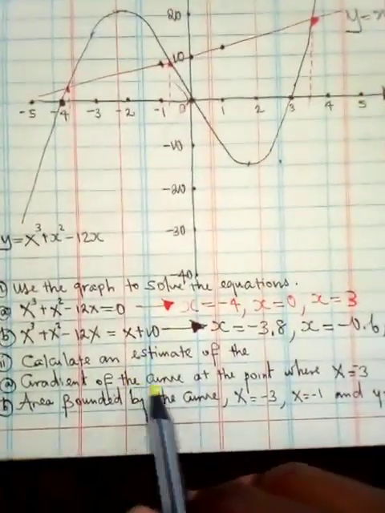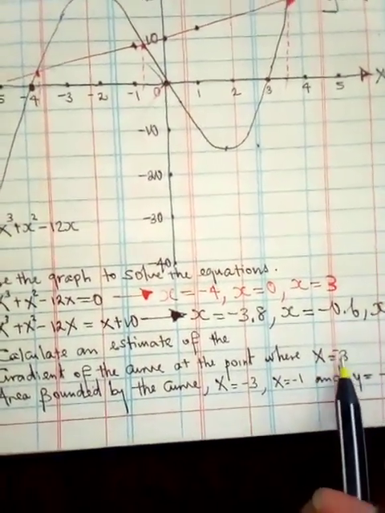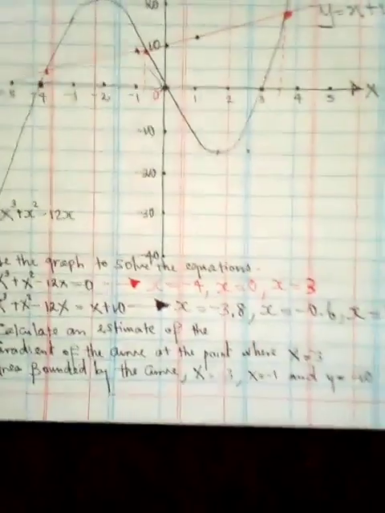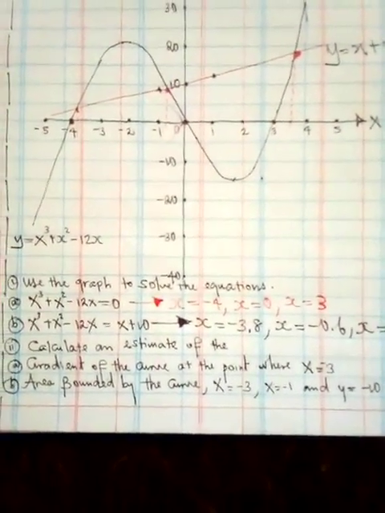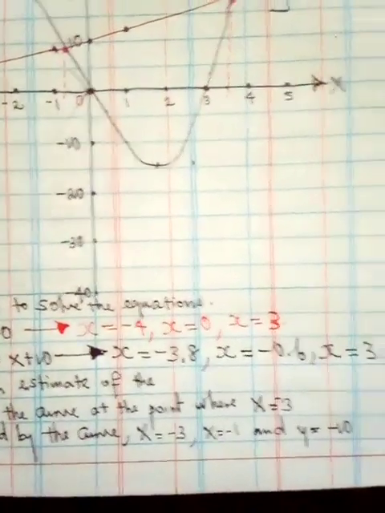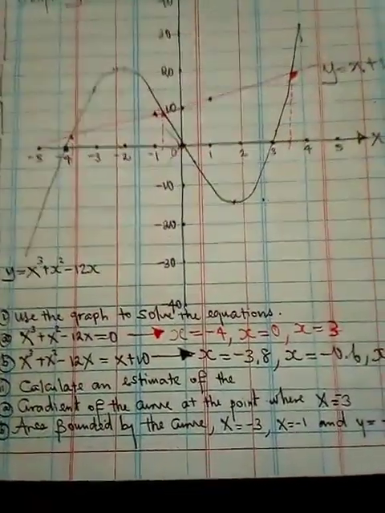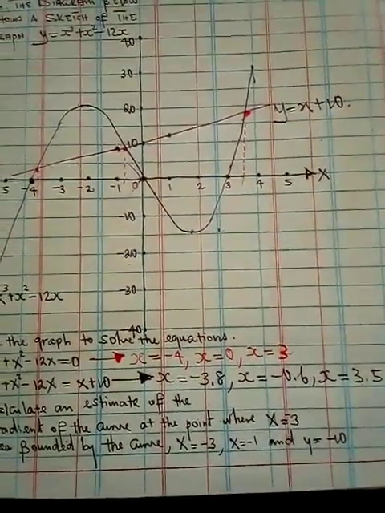Now, lastly but not the least, we have calculated an estimate of the gradient of the curve at the point where x is equal to -3. That has been done. And then the other question, the final one that we've been given here, is to determine the area bounded by the curve, x is equal to -3, x is equal to -1, and y is equal to -10.